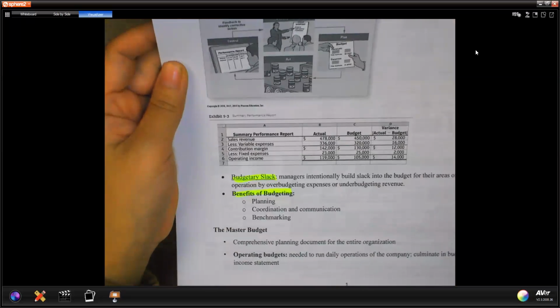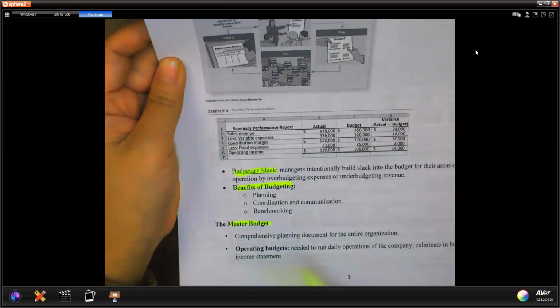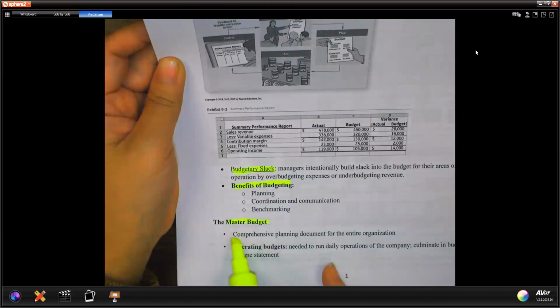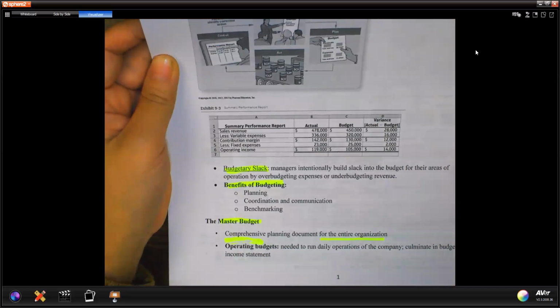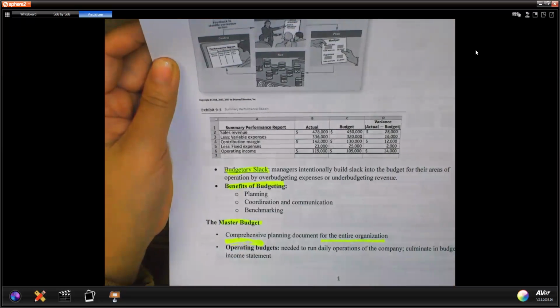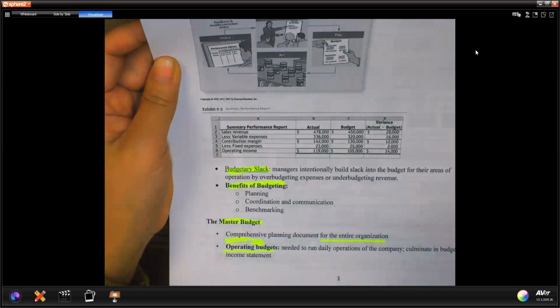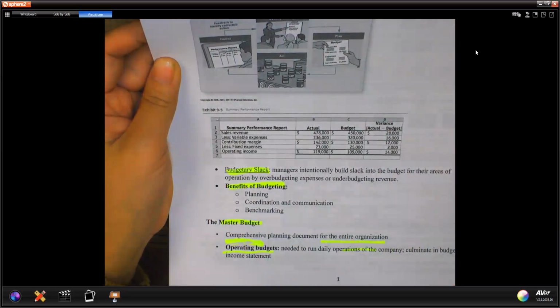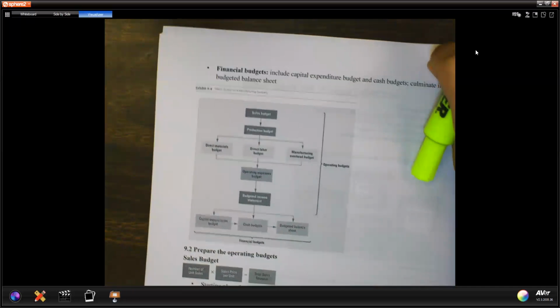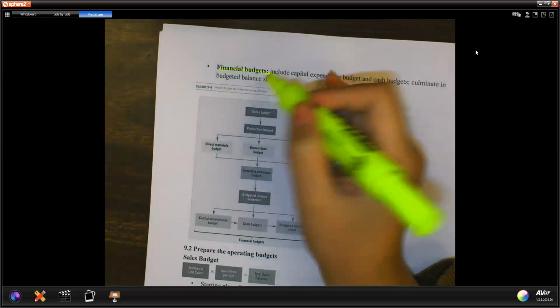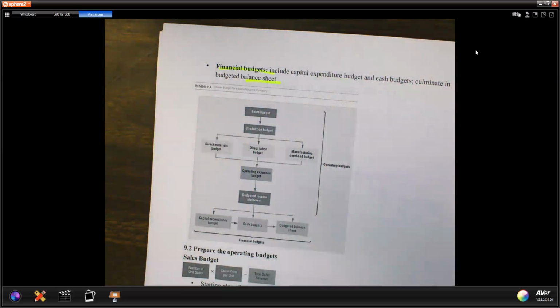We focus on the master budget. Do you know the meaning of master? It's comprehensive for the overall company. You have two subcategories. One is the operating budget for your daily operation. After you finish your operating budget, you will get your budgeted income statement. And then the next one is our financial budgets. Once you get your financial budget, you should be able to get your budgeted balance sheet.